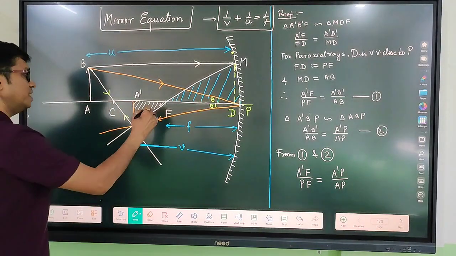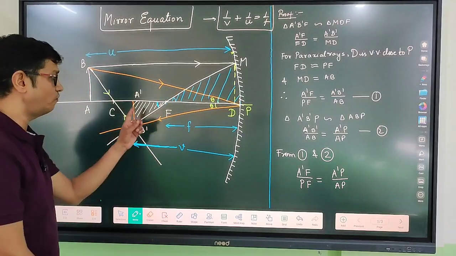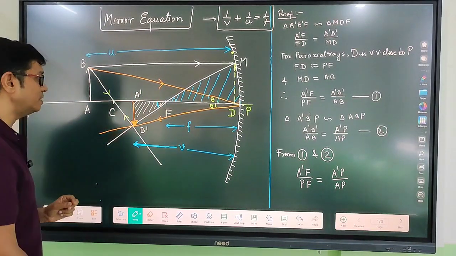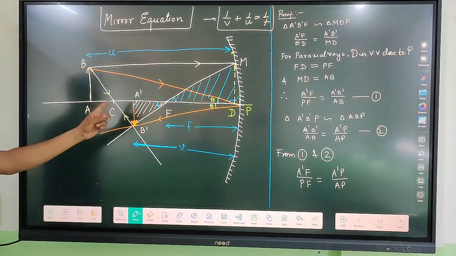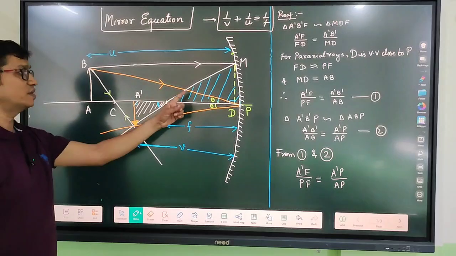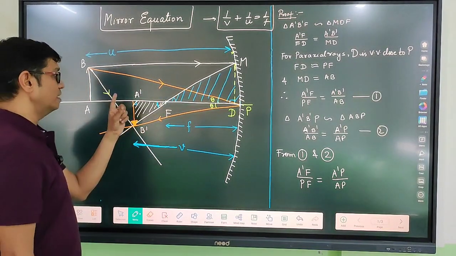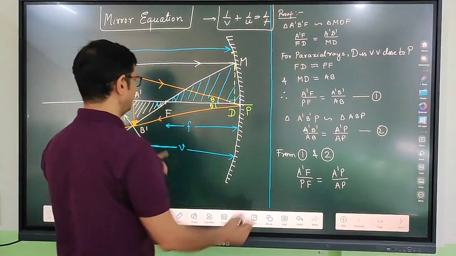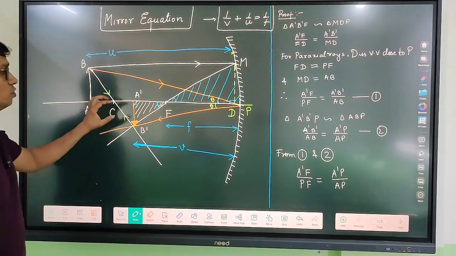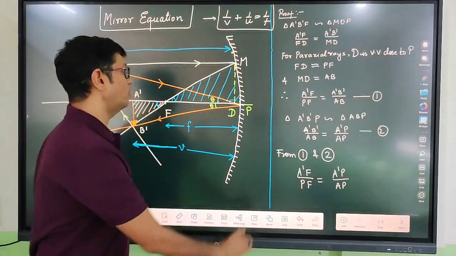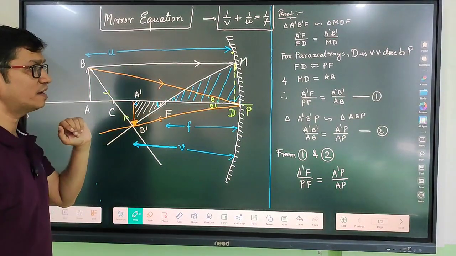Now you can see these two triangles are similar because this angle is equal to this angle. Why? Because they are vertically opposite. This angle is 90 degrees, this angle is 90 degrees. So two angles being equal, these two triangles are similar triangles. For similar triangles, the corresponding sides are in the same ratio. That means A dash F upon FD will be equal to A dash B dash upon MD. Clear? So it is the simple proportionality rule for similar triangles.